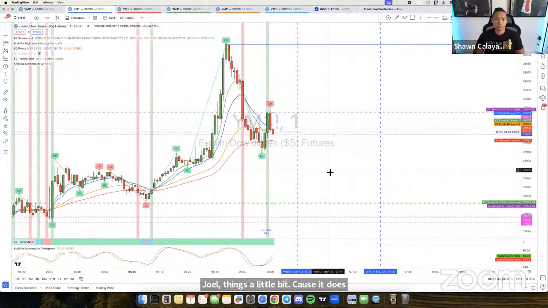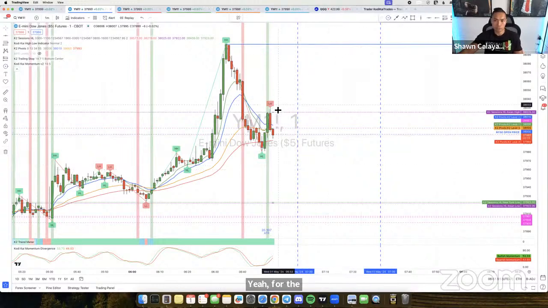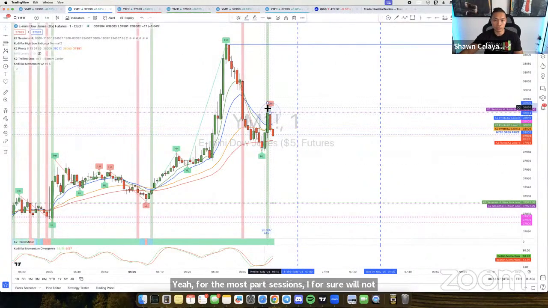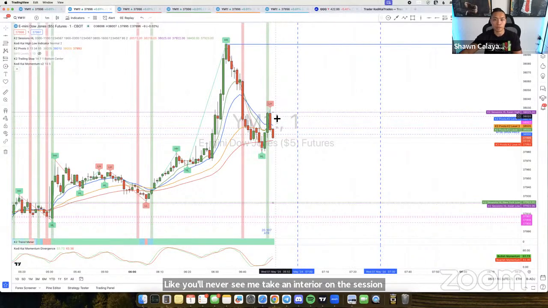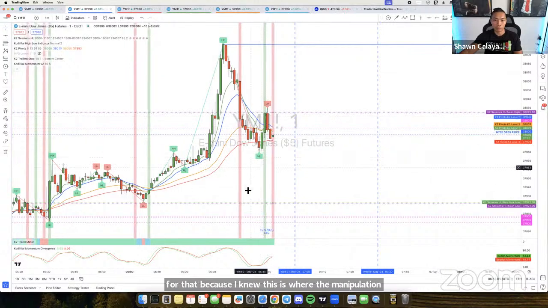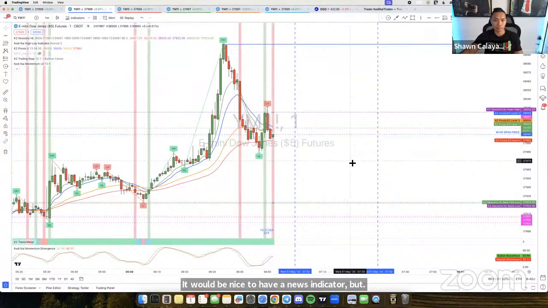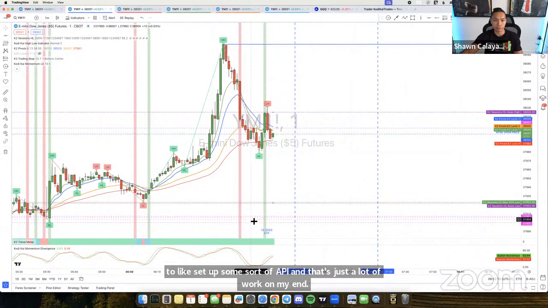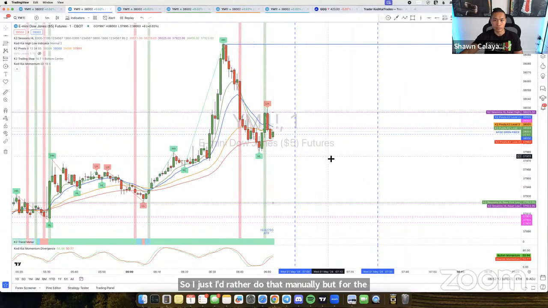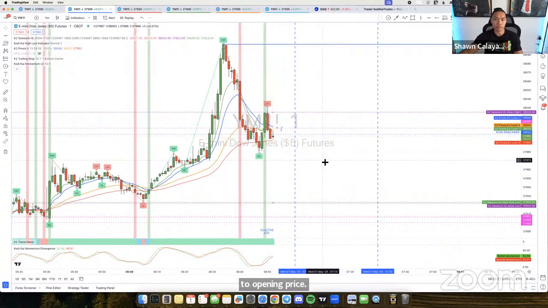But for the most part, I for sure will not trade around the sessions. You'll never see me take an entry on the sessions. I created a whole indicator just for that because I knew this is where the manipulation would happen. It would be nice to have a news indicator, but I'd have to set up some sort of API, and that's a lot of work on my end, so I'd rather do that manually. The levels of manipulation will go from sessions to opening price to news price. Sometimes you can just ignore news, but make sure you're ignoring the proper news and not the stuff that's important.